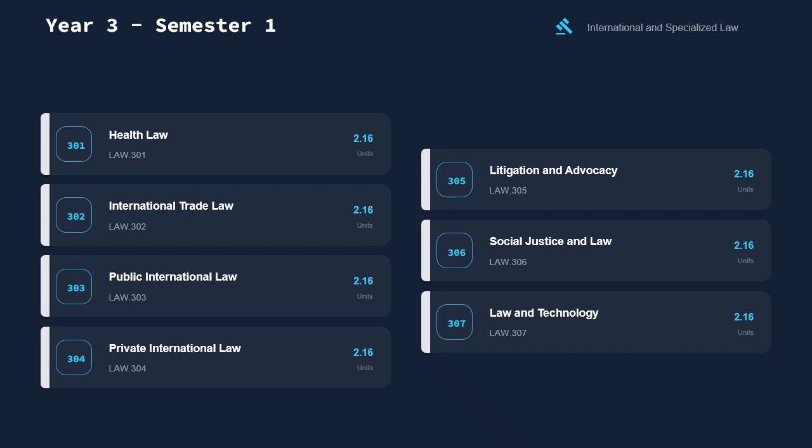3. Trade in services and intellectual property. 3.1 General Agreement on Trade in Services, GATS. Services trade, banking, telecommunications, tourism, is governed by GATS. Modes of supply include cross-border, consumption abroad, commercial presence, and presence of natural persons.